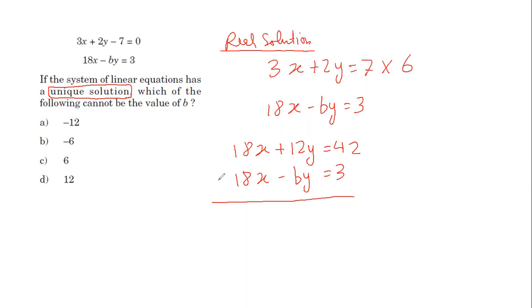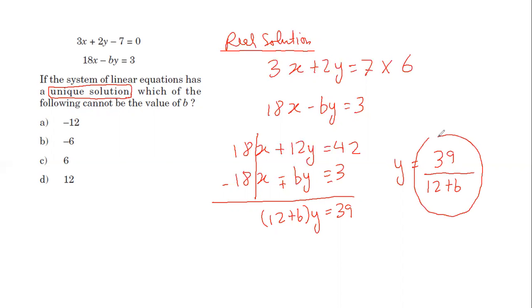I can directly subtract them, so I'll change the sign. 18x minus 18x will be gone. So it will become 12 plus b into y is equal to 42 minus 3, that's 39. Do you realize from here y will come out to be 39 over 12 plus b. Now that's the solution. So I've solved the equation.